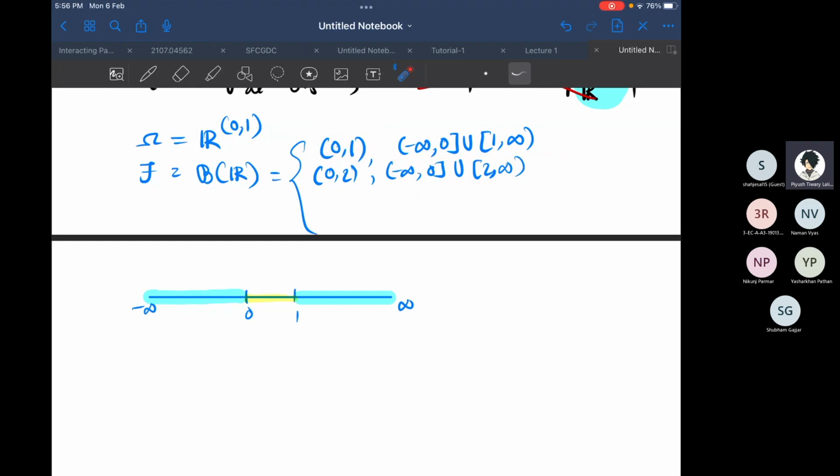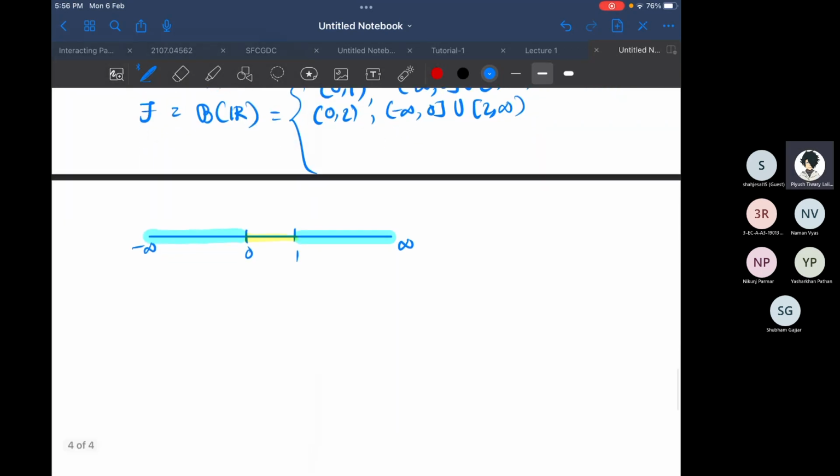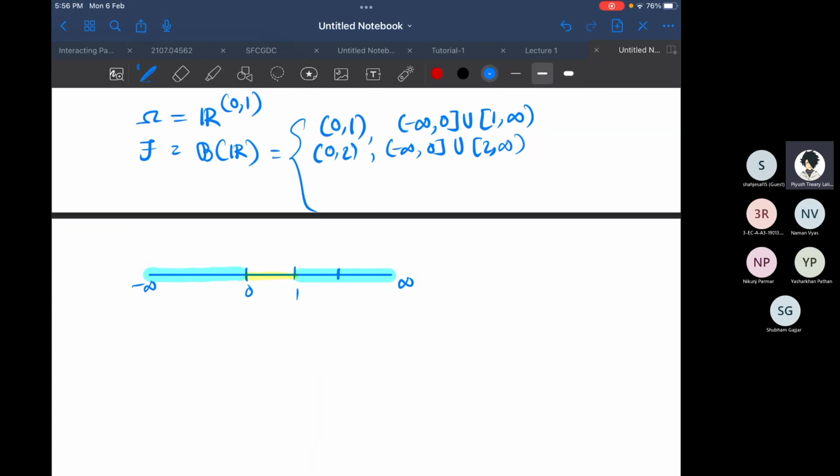The union of these two elements should also be there in this Borel sigma algebra, right? So what is the union of these two elements? Let's see. So can I reuse this thing? I think I can. Okay. So here was your 2. This thing, 0 comma 1, is marked here in yellow, this region, and minus infinity to 0 is this area, and 2 to infinity is something which is here. So what will be the union of these elements?